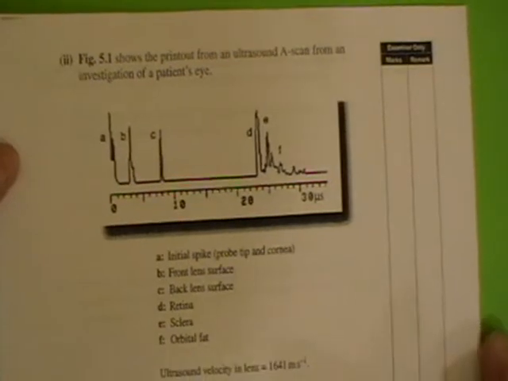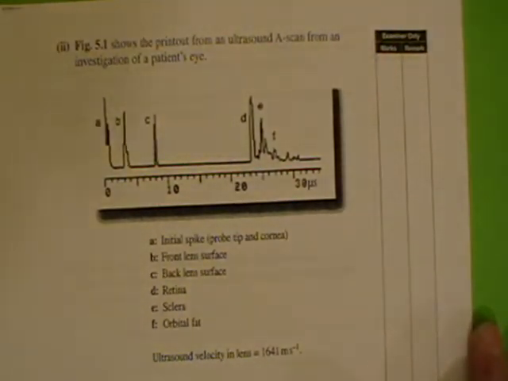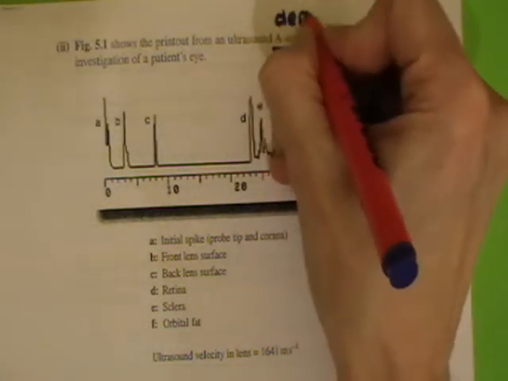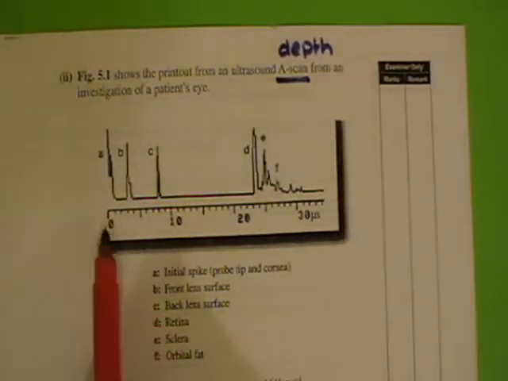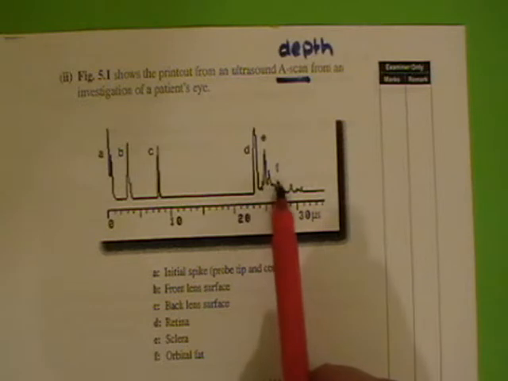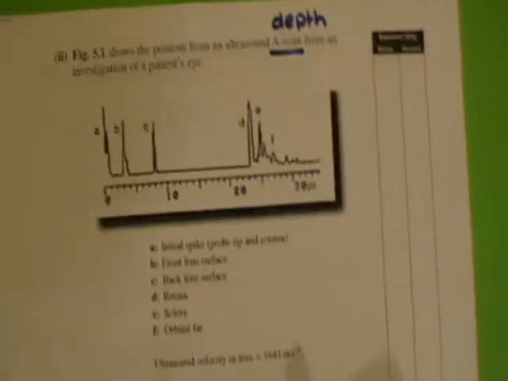Part 2. Figure 5.1 shows a printout from an ultrasonic A scan from the investigation of a patient's eye. If you remember, the A scan is a depth measurement. It shows you the initial spike, the front lens surface, the back lens surface, the retina, the sclera and the orbital fat. Ultrasonic velocity in the lens is 1641 meters per second. Use the data from the A scan and associated information above to calculate the thickness of the eye lens.